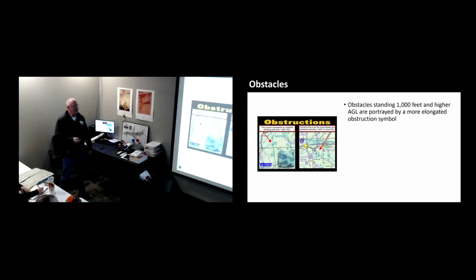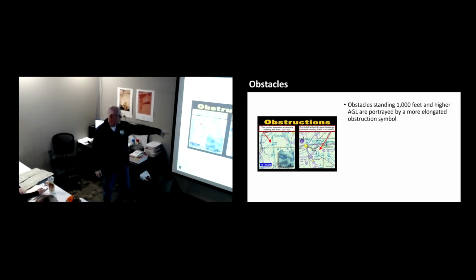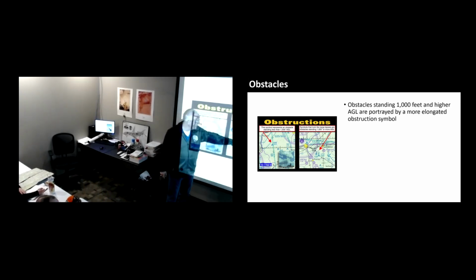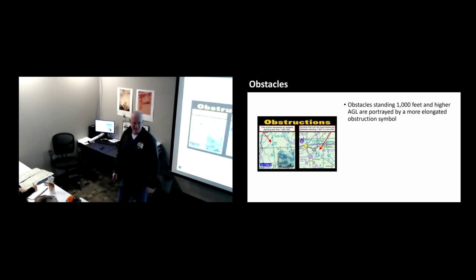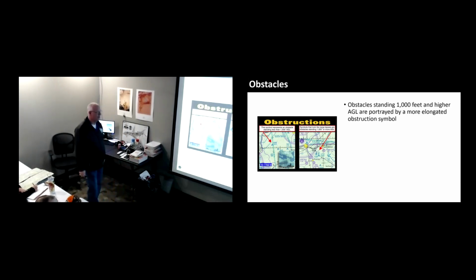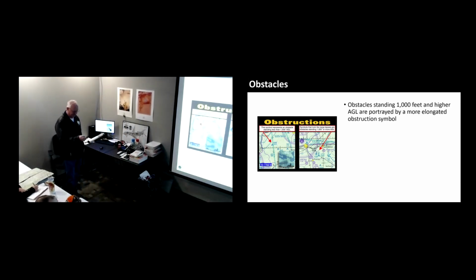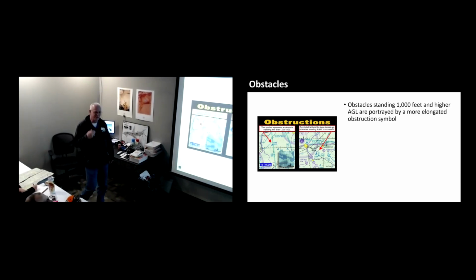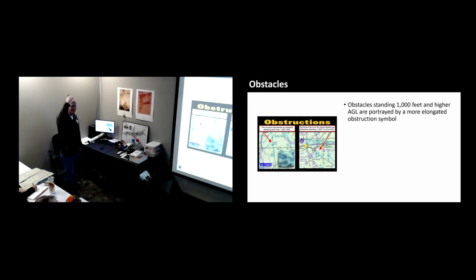Okay, second type are any obstacles that are greater than 1,000 feet. Okay, they're shown in a more elongated, tower-looking type symbol. Okay, they look more like the Eiffel Tower when you get over 1,000 feet. Okay, the numbers are no different. First number is the top of the obstacle, MSL. The bottom is how high it is above ground level, AGL.